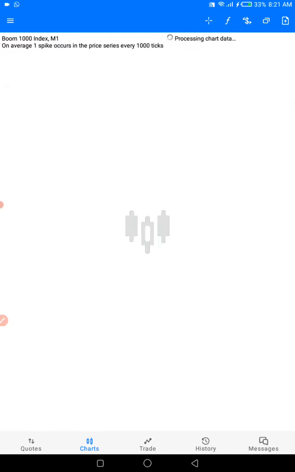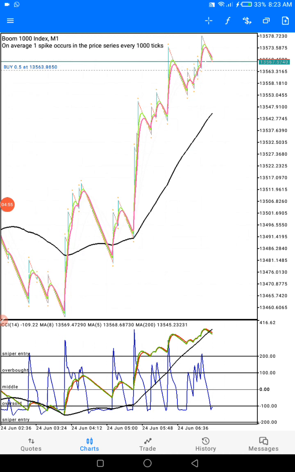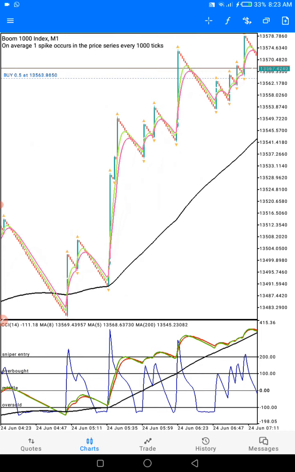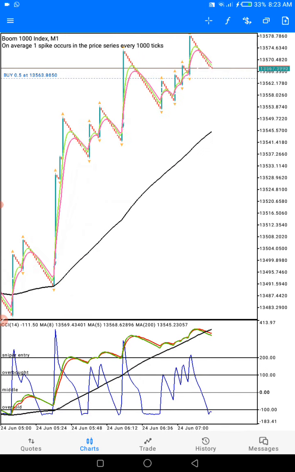This is how Boom 1000 is currently doing at the moment, for those of us looking forward to trade here. I spotted a movement earlier and I took a position, and this is how it has been. It's still going to go all the way. If we look at it from the higher time frame, this is the 1 minute time frame. Let's look at it from the 4 hours time frame and see what is happening up there.